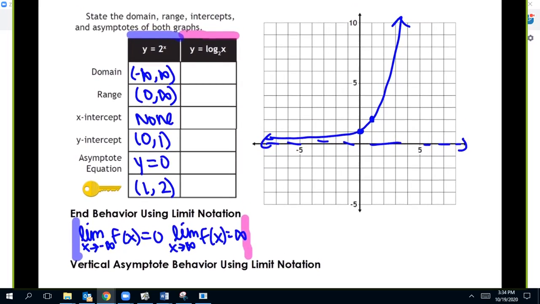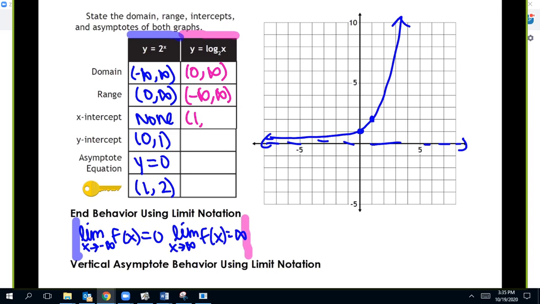Okay, so everything in blue you should have already known how to do, so that's why it's already done, and make sure you just check your work and see that you got it. And then in pink, we'll just reverse everything. The range becomes the domain of 0 to infinity, the domain becomes the range of negative infinity, positive infinity.